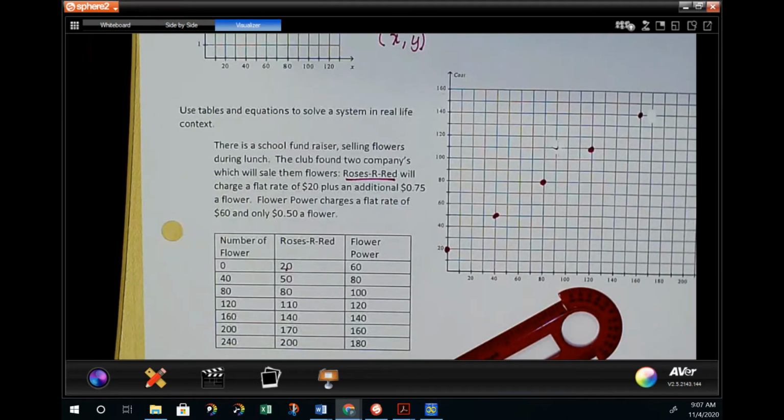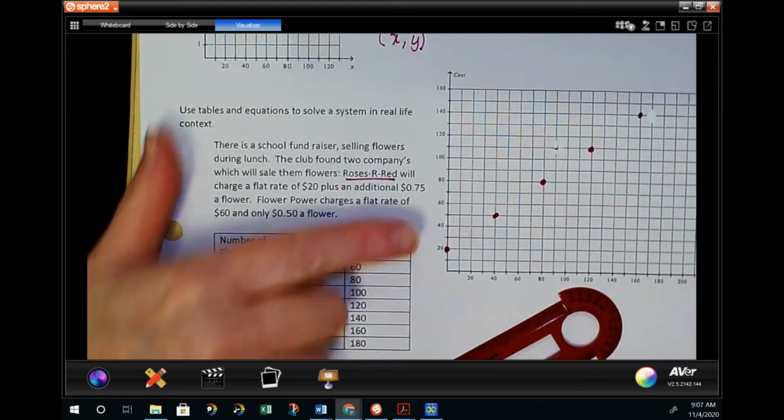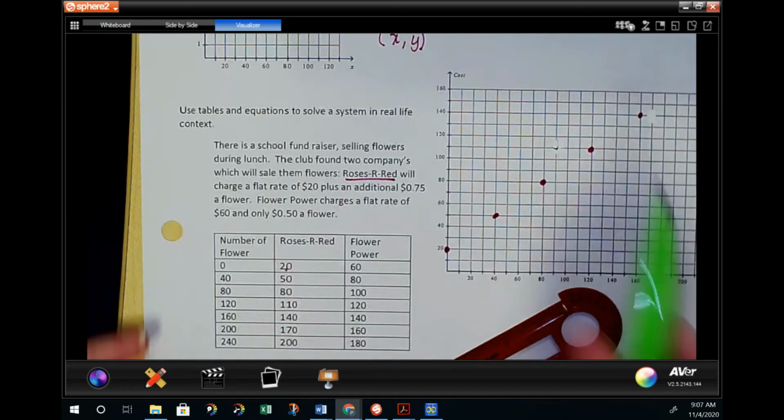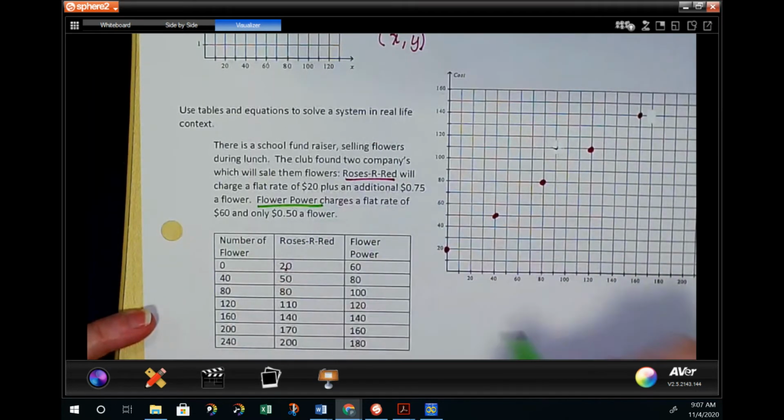Okay, so I went through and I graphed the Roses Are Red data, and notice that I can't do the 200 because it goes off the chart at 170, and I cannot graph the 240 because my graph doesn't go all the way up. So I just graphed all of the points that I could definitely graph. The next one is the Flower Power. So with Flower Power, now that start amount is going to be a little different. I'm just going to use a different color. So with Flower Power, I'm using green.